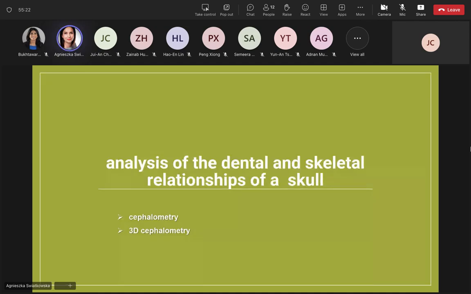Okay, now of course we use radiological X-ray to analyze dental and skeletal relationship of a skull.